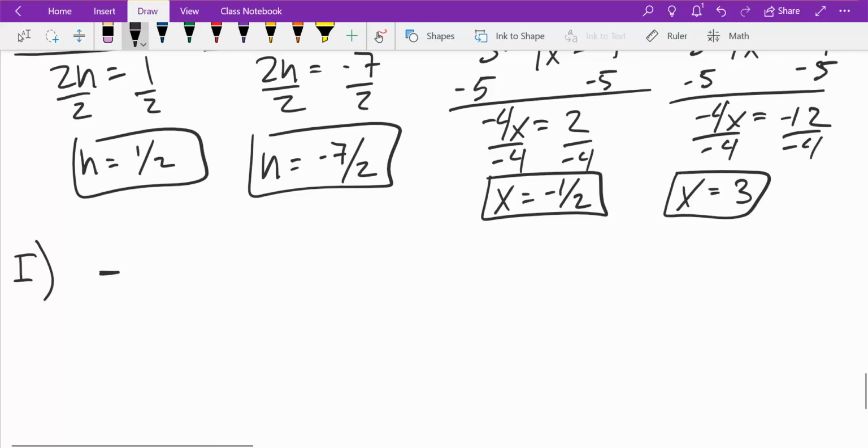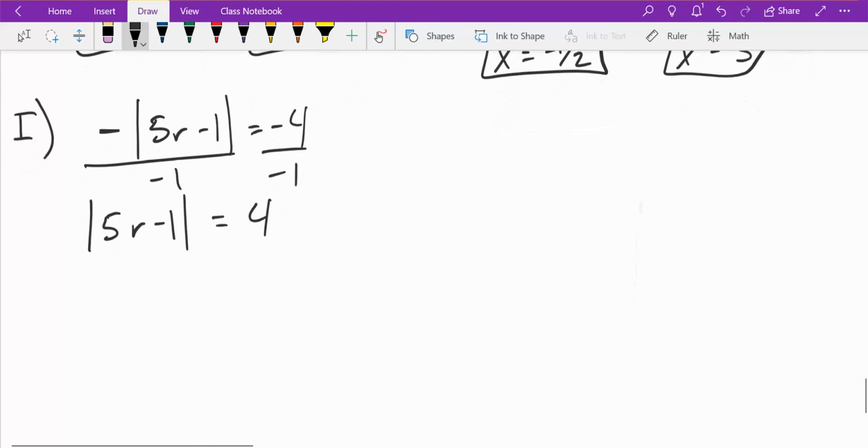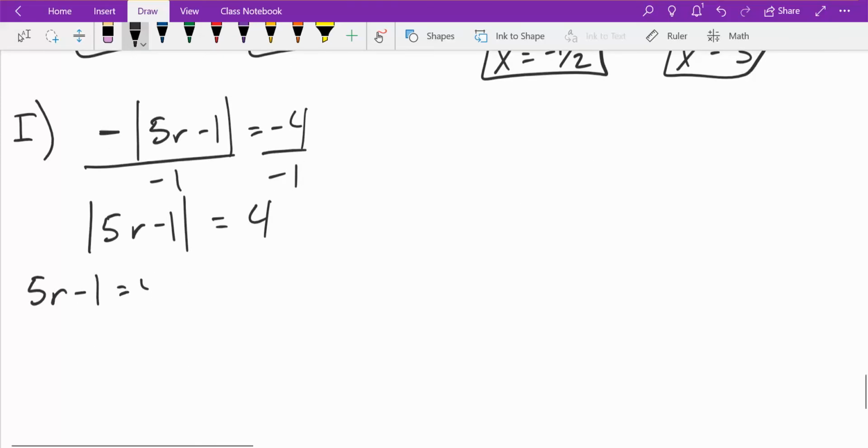I, negative 1 times the absolute value of 5r minus 1 equals negative 4. So we want to divide both sides by negative 1, so we get the absolute value of 5r minus 1 equals 4. And now we'll have our positive and negative side. 5r minus 1 equals 4. Negative side, 5r minus 1 equals negative 4.